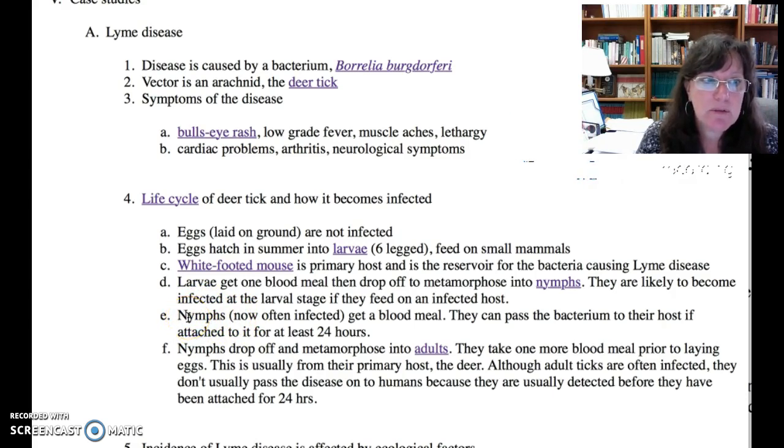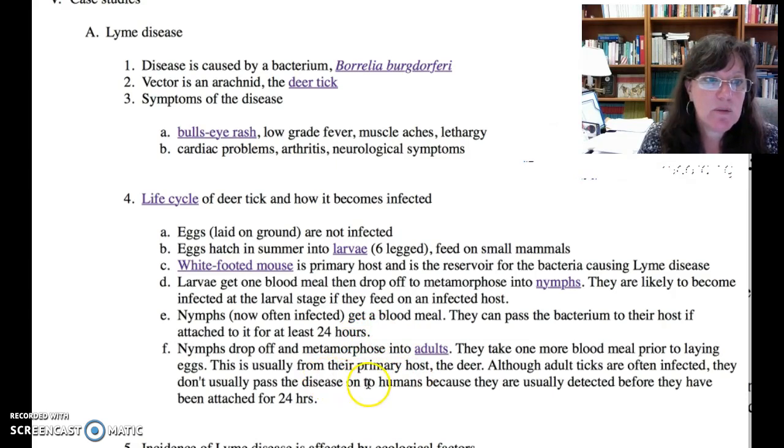And that's for a couple of reasons. One is that the nymphs are much smaller than the adults. The adults, even though they're pretty small, they're large enough that you might notice them if they were crawling around on you. And so people are more likely to notice the adults and pull them off before they've had a chance to pass along the bacterium. On the other hand, the nymphs are much smaller and much more likely to go unnoticed.